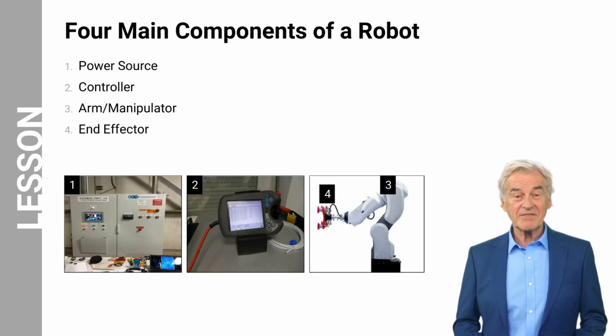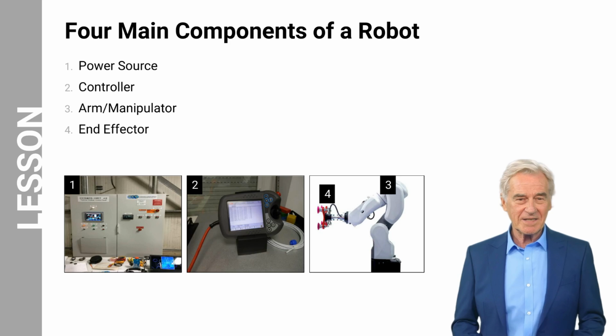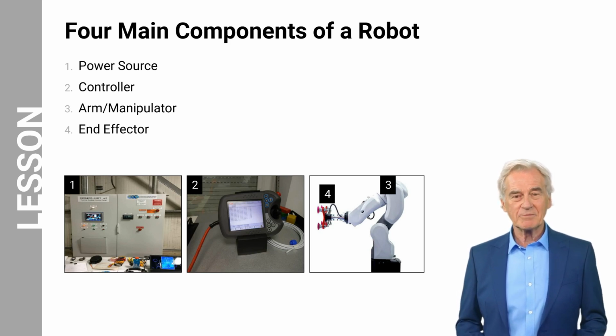In EV manufacturing, robots play a critical role in ensuring precision, efficiency, and consistency throughout the production process. Let us look at the four main components of a robot. They are the power source, controller, manipulator, and end effector, as illustrated in the images. We will discuss more about these components in the upcoming slides.